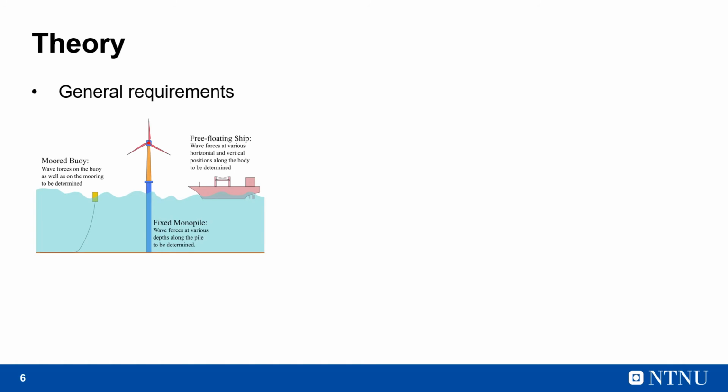Looking at the general requirements that one needs to keep in mind while developing component models for ocean engineering applications, we see that in most cases we are concerned with wave and current loads acting on the body surface. The body may either be fixed as in a fixed monopile, it may be a constrained floating object as in a moored buoy, or it may be a free floating object as in a ship. We are concerned with the wave and current loads on the body.